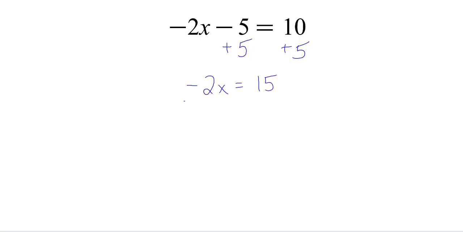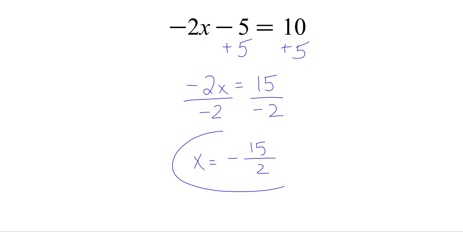And now when we divide by that coefficient, when we divide by that negative 2, we've got a little bit of a problem, right? In that 15 divided by 2 is not a whole number, because 15 is not even. So if we divide it by 2, we're not going to get a whole number. But that's okay. Most math teachers, and for my class, I would be totally fine with you giving me the answer of negative 15 halves.